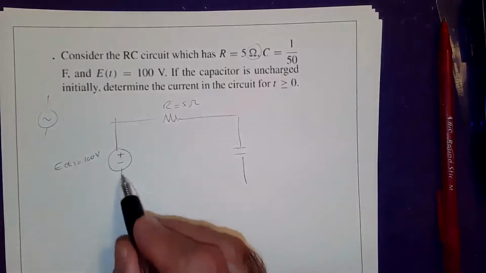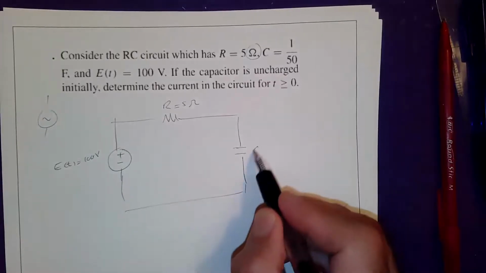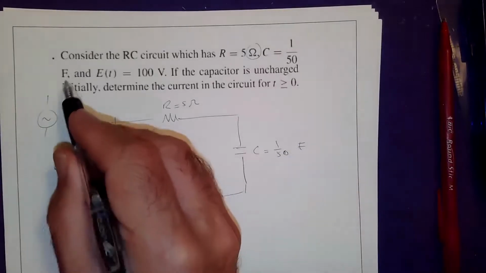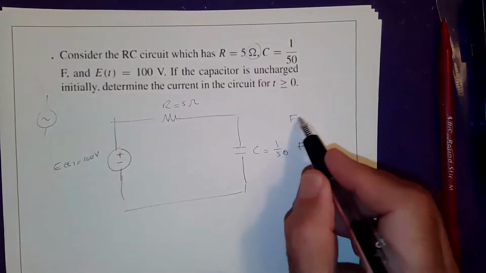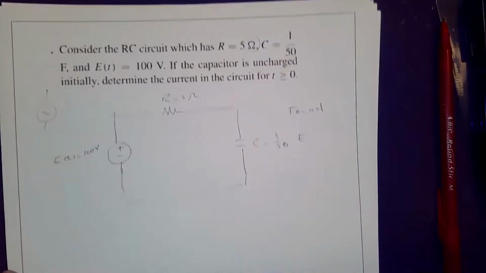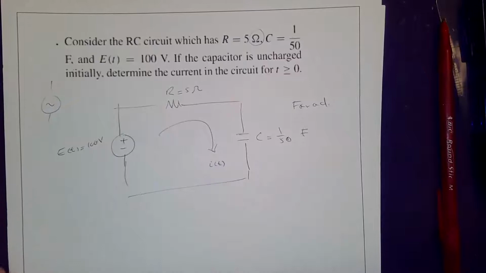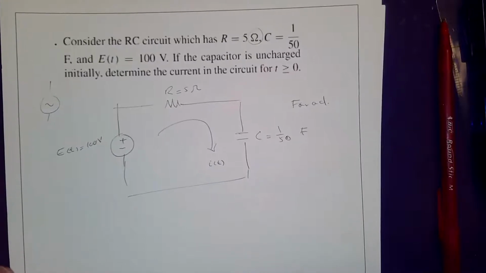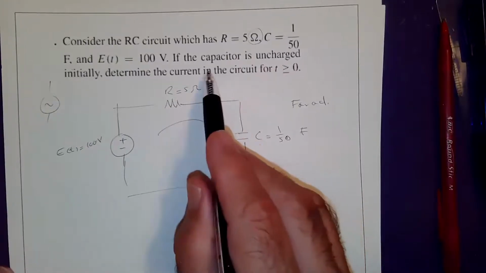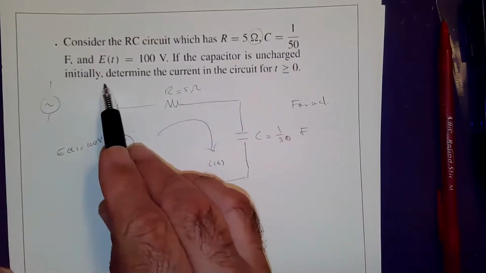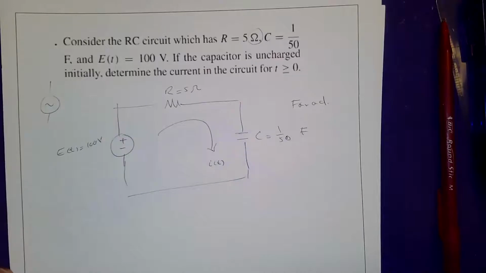So here's the notation for the capacitor, 1 over 50, and the unit is farad. So the question is, what would be the amount of current flowing into the circuit, correct? But it says the capacitor is uncharged initially.